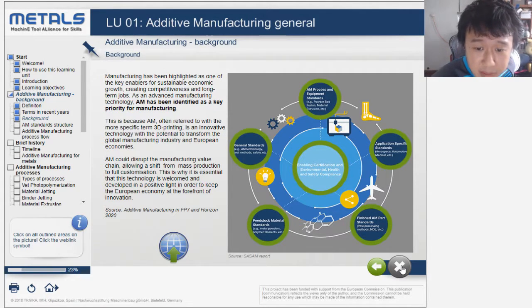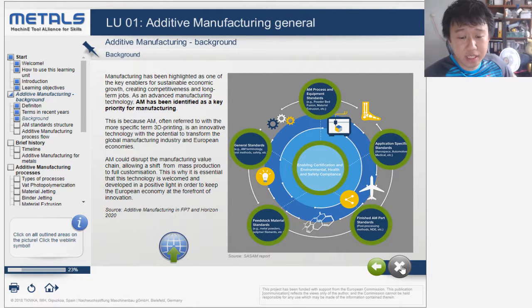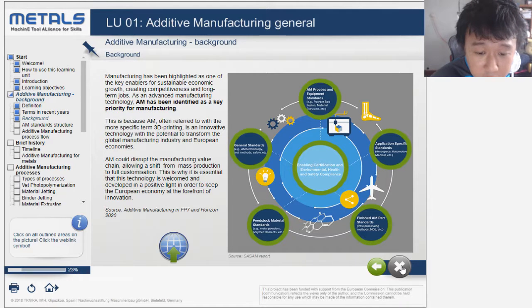So the background is manufacturing has been highlighted as one of the key enablers for sustainable economic growth, creating competitiveness and the long-term jobs. As an advanced manufacturing technology, AM has been identified as a key priority for manufacturing. This is because AM, often referred to with the more specific term of 3D printing, is an innovative technology with potential to transform the global manufacturing industry and the European economies.